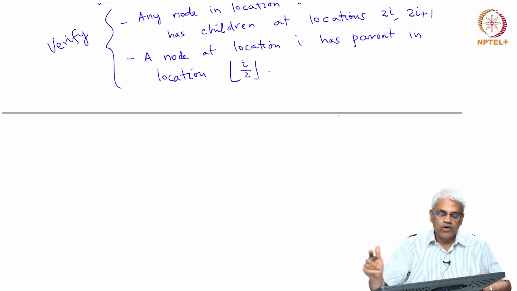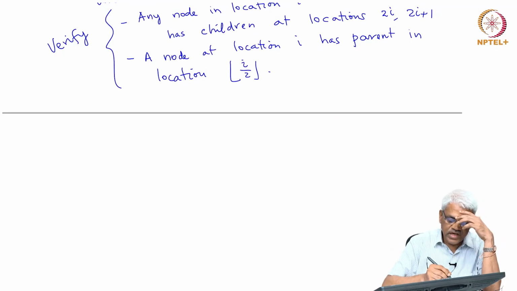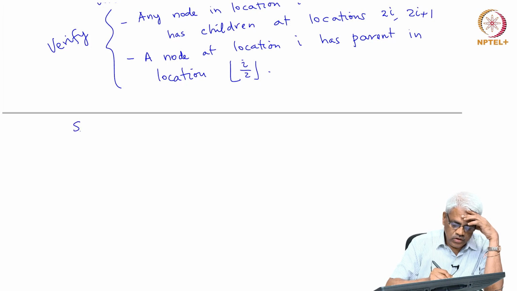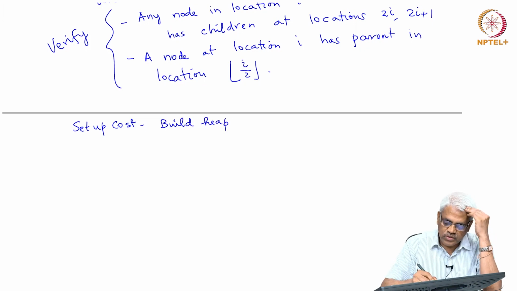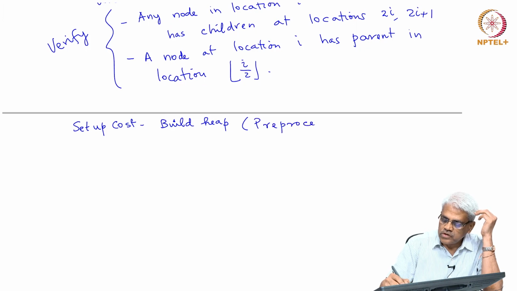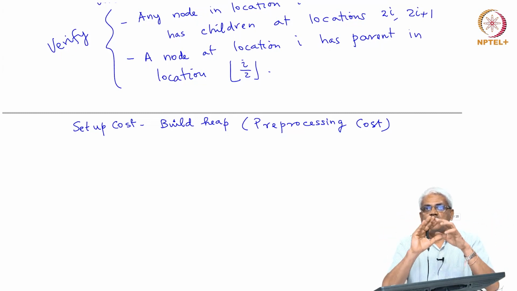Okay, and then a couple of more remarks. How much time does it take to set up, which is, let's call it build heap? This is something which I did not really talk so much about. This is the pre-processing cost. That means somebody has given you the entire input in an arbitrary array, and I want to transform it into a heap.